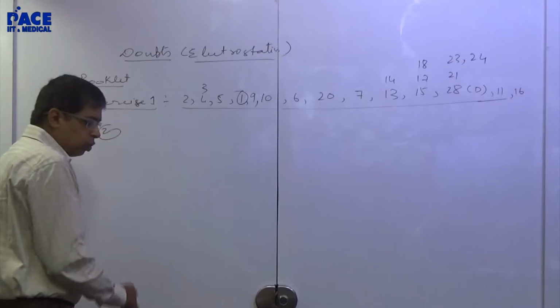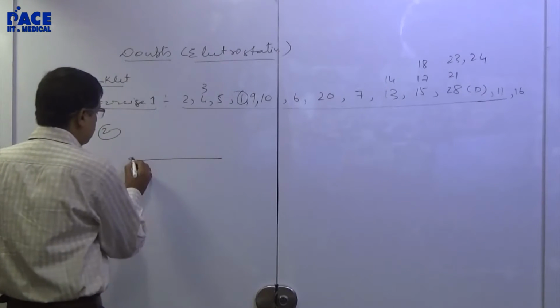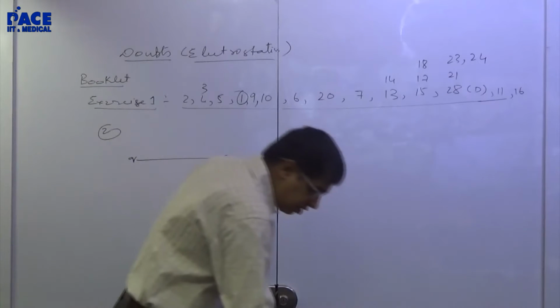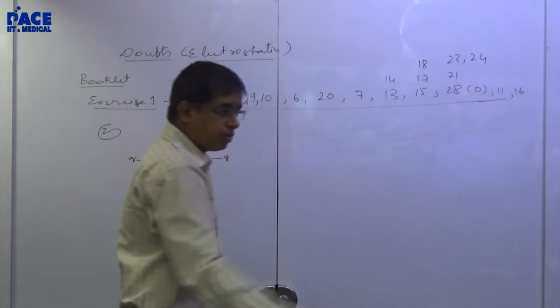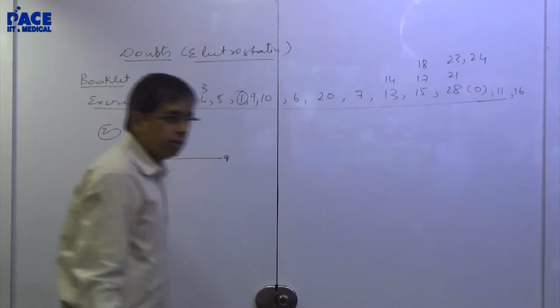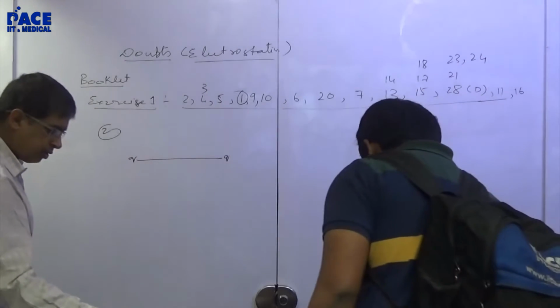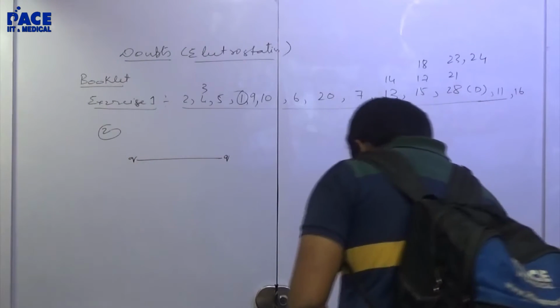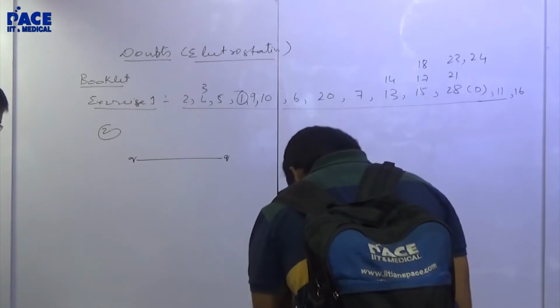Question number 2. Two identical point charges are placed at a distance of L. Sit here once. I'll ask you one or two questions. Second question you have solved? Yes, sir. I saw it. Solve it on the board. Come. Second question.